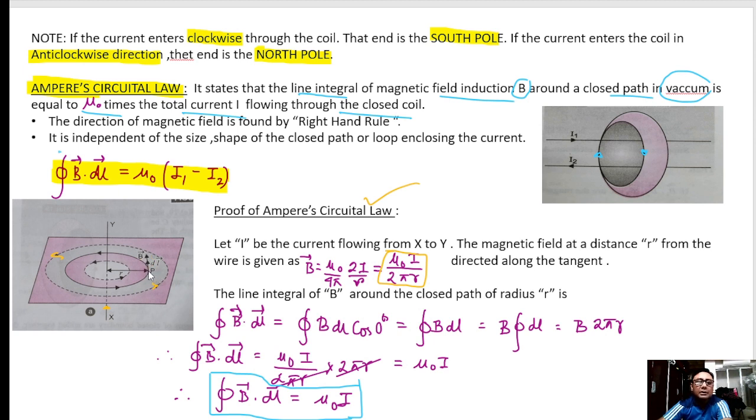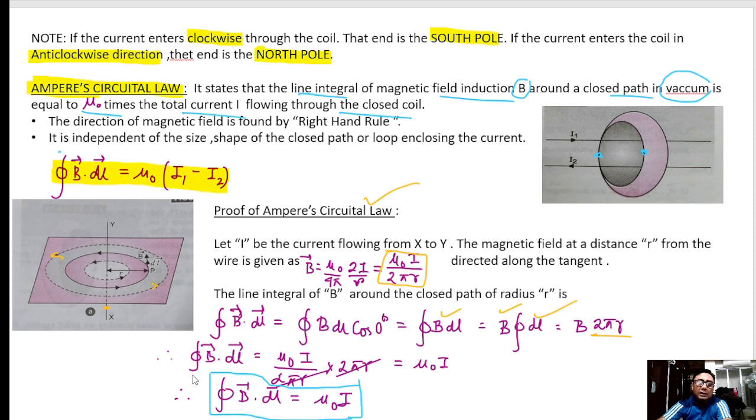If you can watch it, the small element dl and B are in the same direction. So the angle between them will be 0, so it is B dl. Now B is outside, constant, and dl will be 2 pi r due to the whole wire. So this line integral of B dot dl, how much did I get? It is B into 2 pi r, and B for a circular wire is mu 0 I by 2 pi r, which is cutting. So we are getting this.